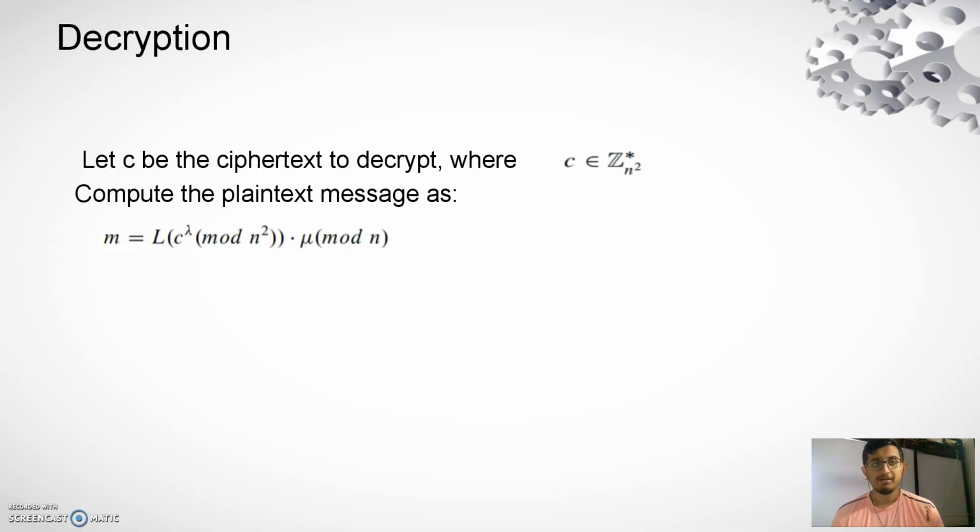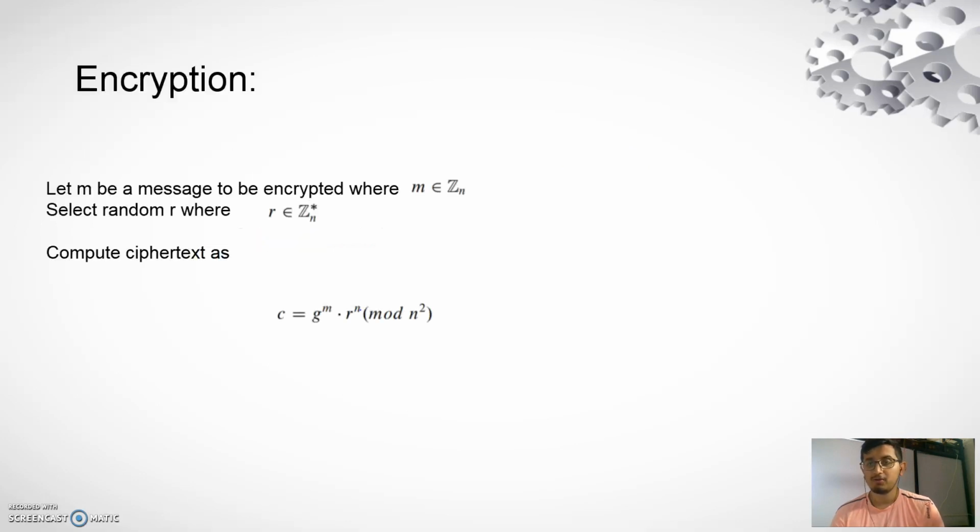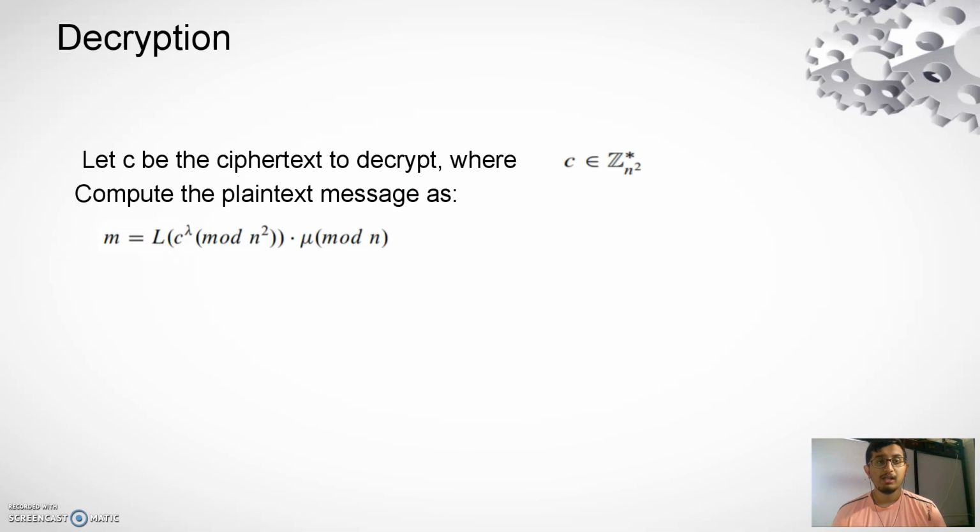Now for the decryption, let c be the ciphertext to decrypt, where c will belong to the range Z n square. Exactly, here we encrypted the text and c will belong to the range Z n square. Now we'll compute the plain text message m, which is equal to L, the function I defined, L of u is equal to u minus 1. It is the same function. Bracket c to the power lambda, c is the encrypted message, mod n square, into mu, mu is the modular multiplicative inverse mod n. This will be the decrypted message.